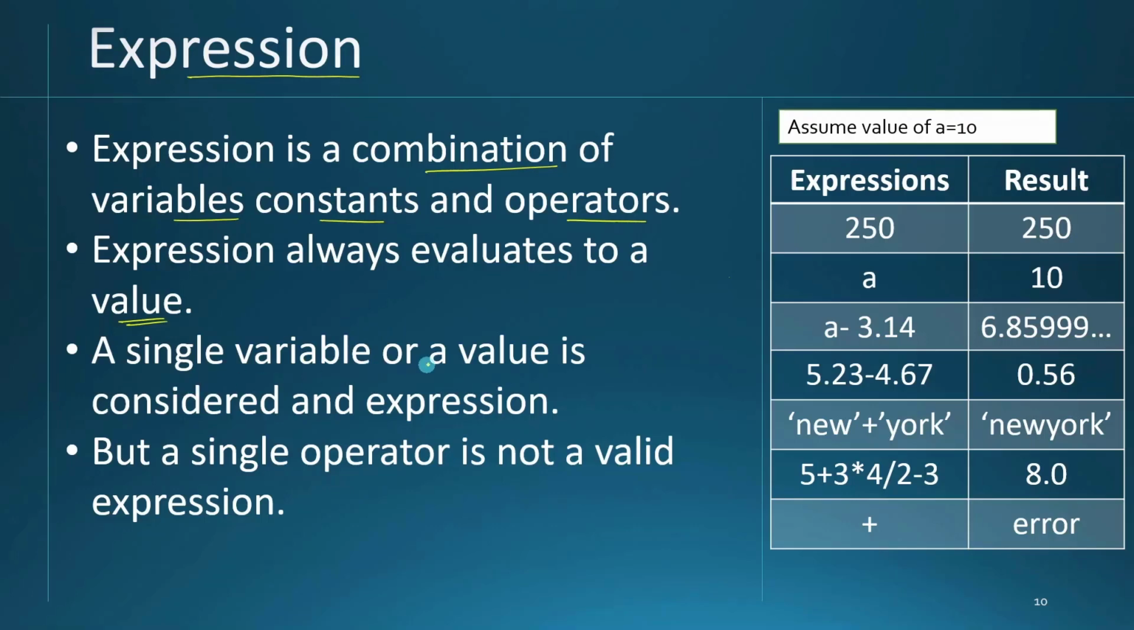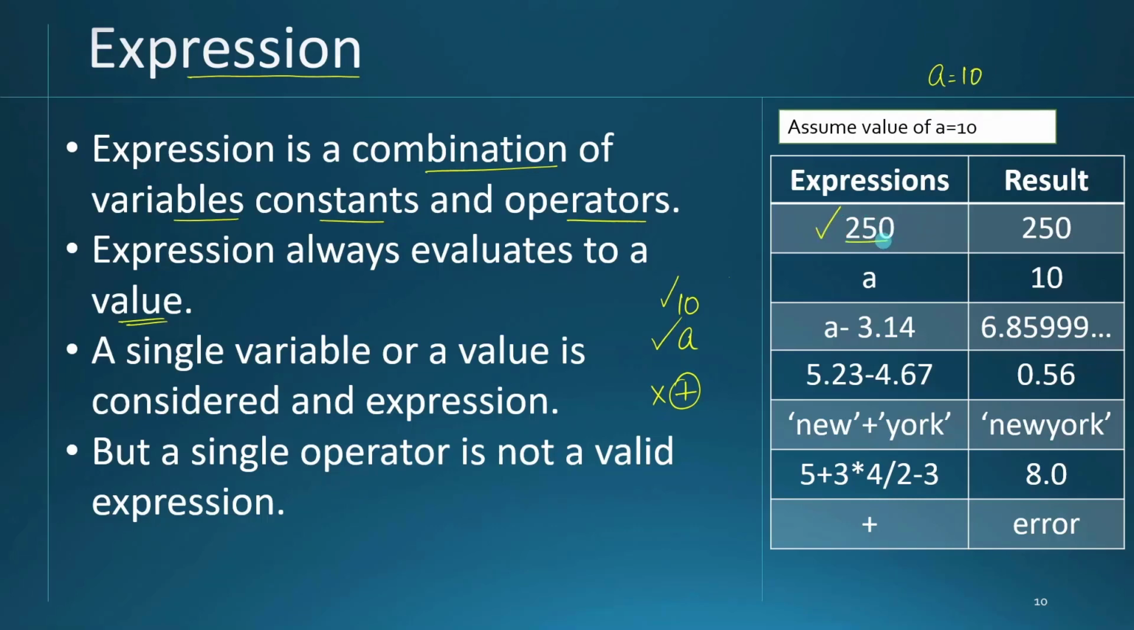A single variable or a value is considered an expression. So simply if you write 10, that's an example of an expression. If you write a, that is an example of an expression. But a single operator is not a valid expression. So if you write a plus without anything on the left and the right side, that is not an expression. Here, before we start with the examples, we will say the value of a is assumed to be 10. Okay, so now let us see.